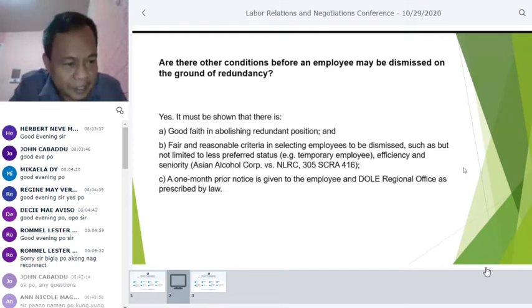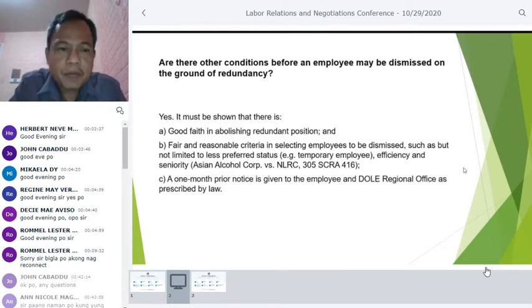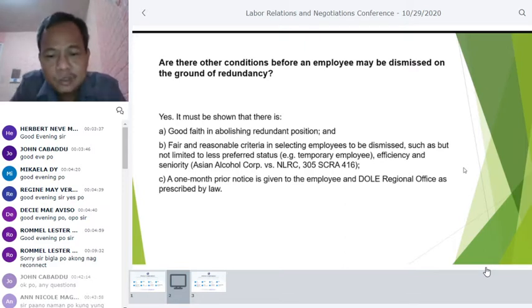Pangalawa, yan, yung kanina binanggit ko. There should be fair and reasonable criteria. A criteria of what? Criteria in selecting who among the employees should be dismissed or terminated. Hindi lang basta yung mamimili lang siya na sino kaya sa inyo. Okay? O kaya, ang pipiliin niya ay yung pinaka-pogi na lang yung maiiwan dito. Hindi pwede yung ganun. Kailangan reasonable yung criteria. And also, yung binanggit ko na yung 30-day notice or 1 month prior notice should be given to the employee as well as to DOLE before the day of termination.